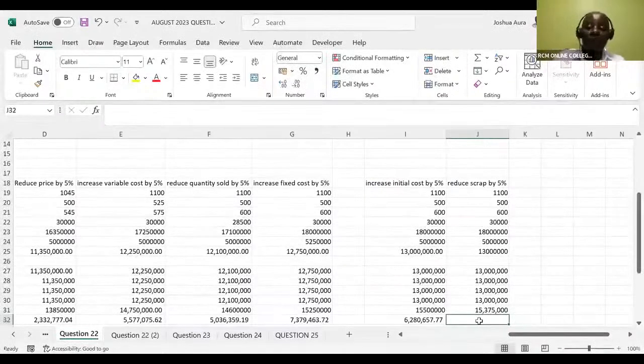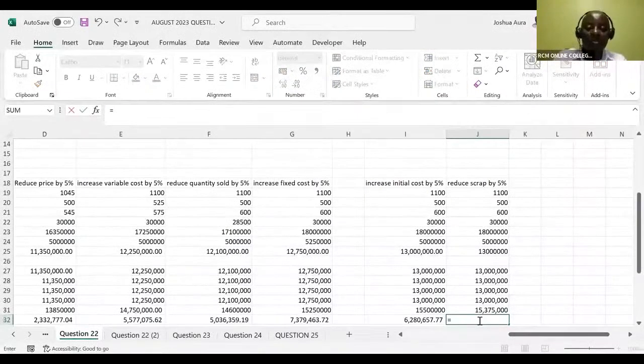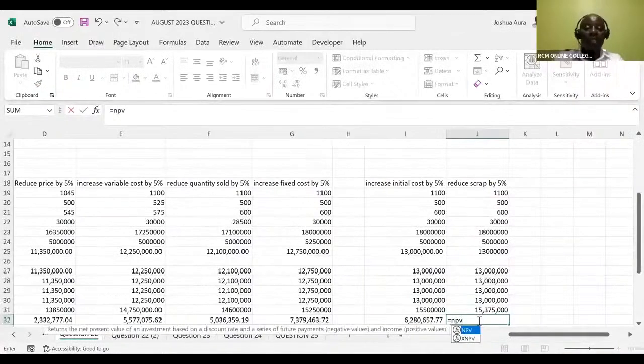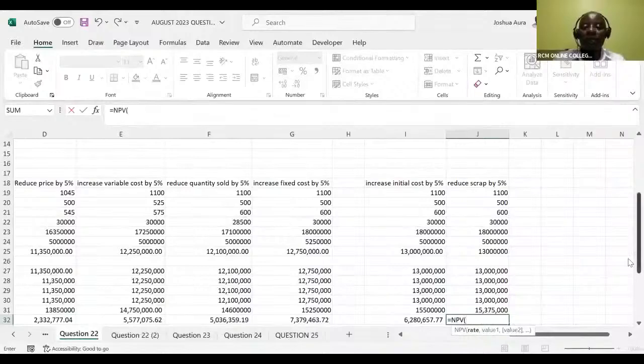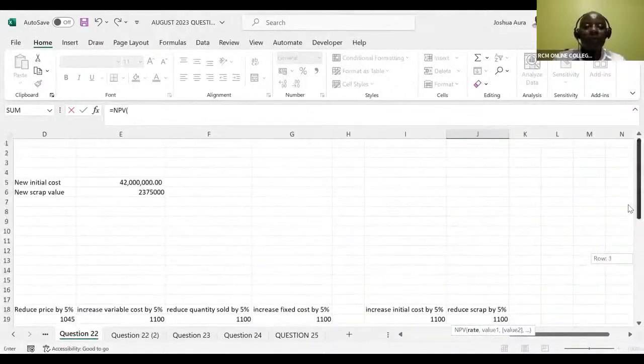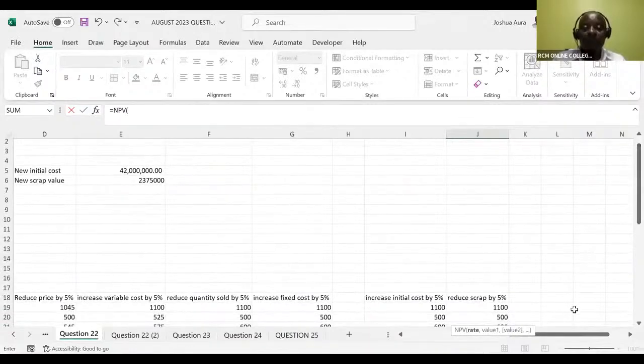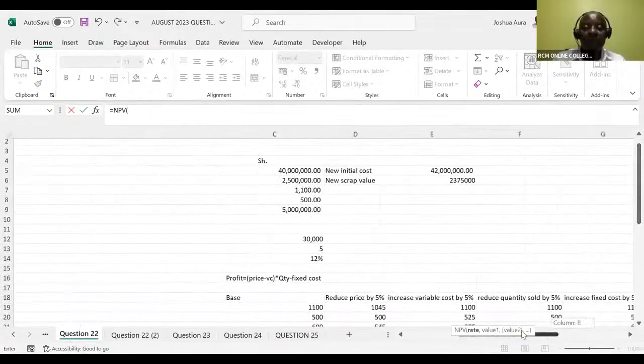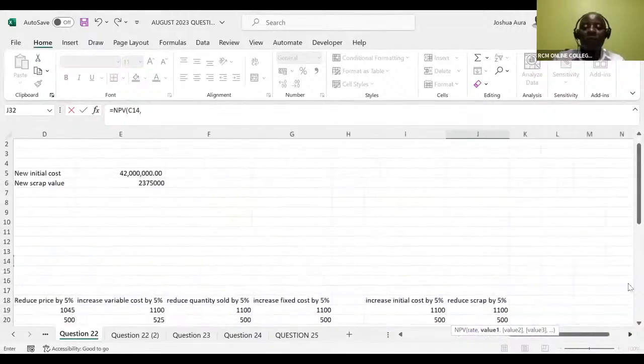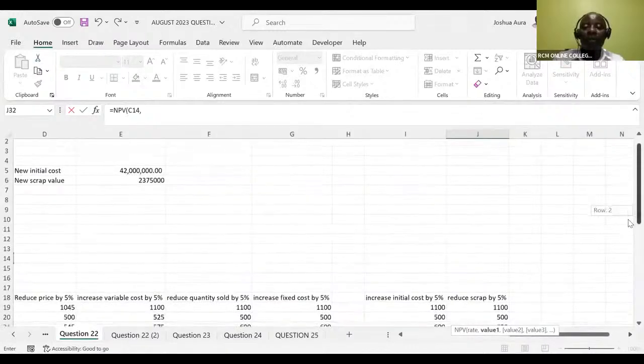So when I come here, I'll say equals. It's NPV that I need. Then I pick this NPV. I say the rate. Where is the rate? The rate is here, the 12%, remember. Here, 12%, comma. Then they want me to come and pick all the cash flows, really. Pick all of them.